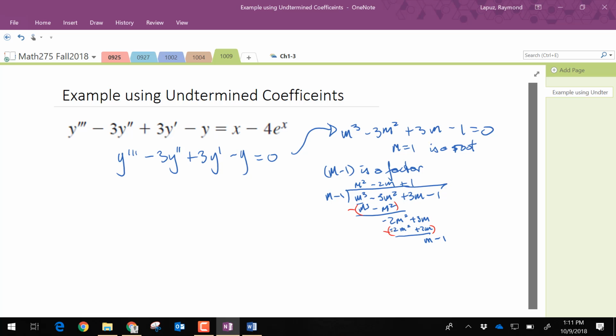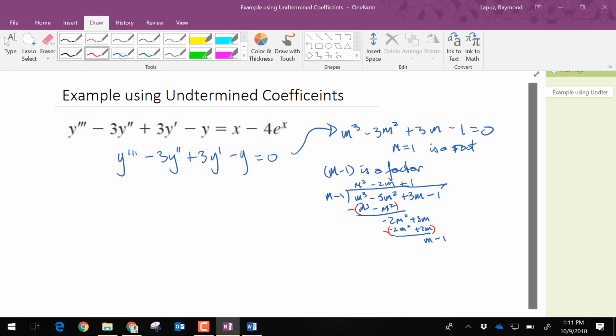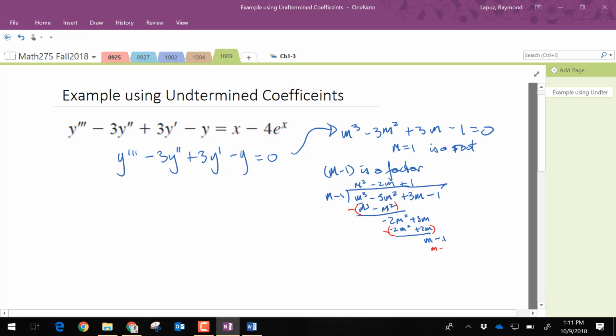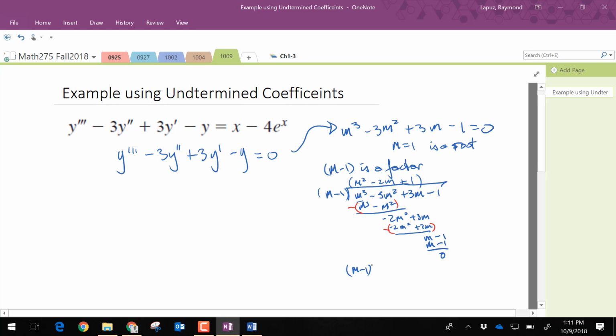So I get m minus 1, and the last one is going to be 1, so this is m minus 1. Then that's complete, and so my factors are m minus 1 times m squared minus 2m plus 1, which factors to m minus 1 squared again. And so m minus 1 cubed is equal to 0. So m is equal to 1 is your root of multiplicity 3.